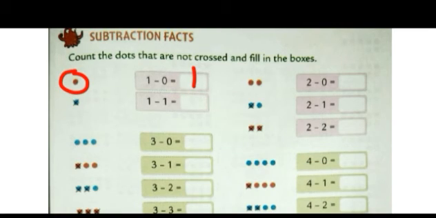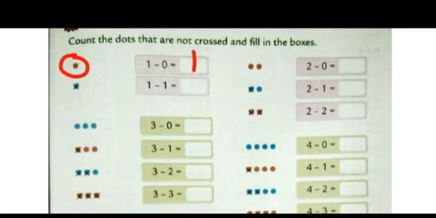You can do this way by counting the dots also, or simply, as I told you, when you subtract 0 from any number, the answer is the number itself. Okay, let's see the next one. One blue dot is there and that is crossed. That means how many dots are left? 0, nothing is left. That means 1 minus 1 is 0. And when you subtract a number from itself, the answer is always 0.